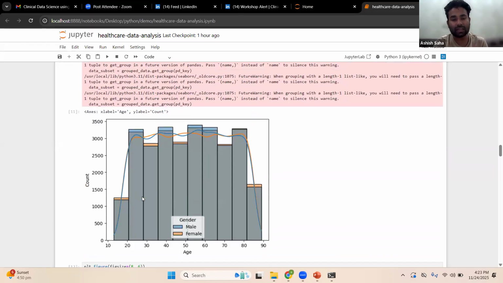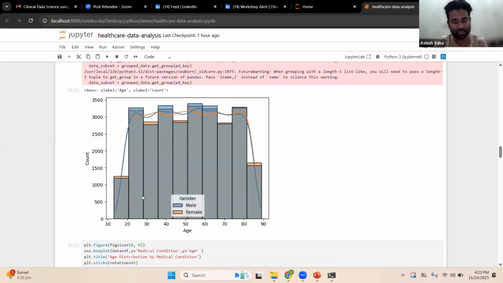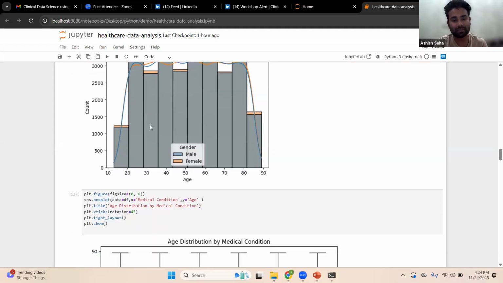Next, I'm trying to do an analysis based on gender and age. Here gender male is shown in blue and female in orange. I can say that males have a higher chance of coming to my hospital compared with females. You can see female in orange.